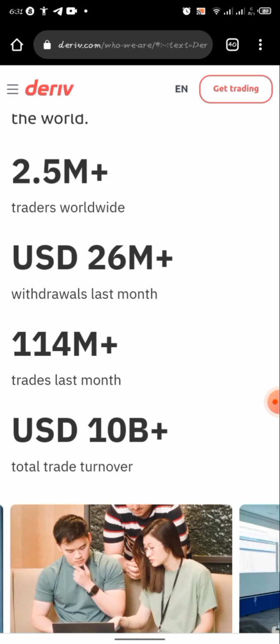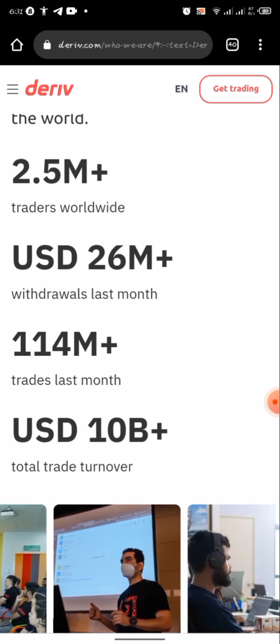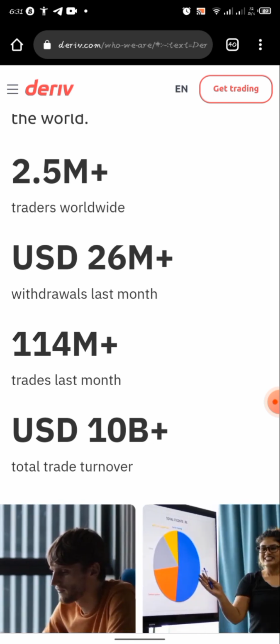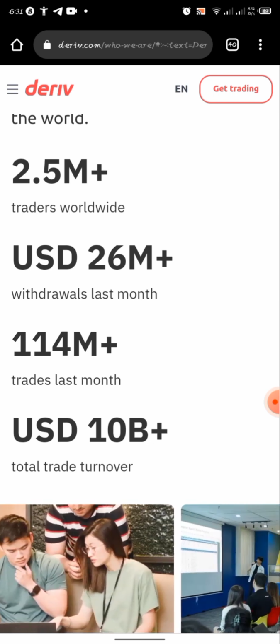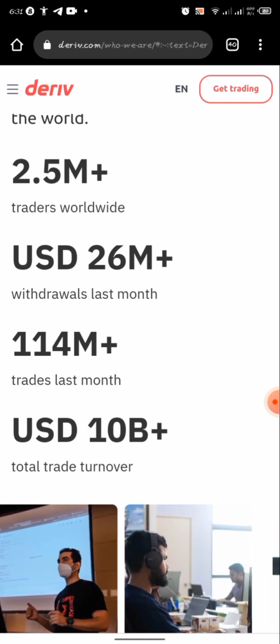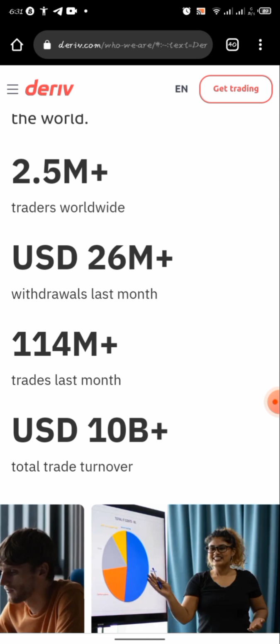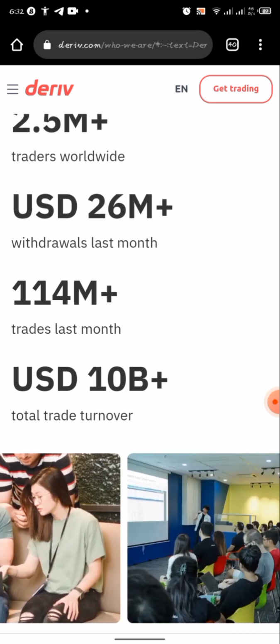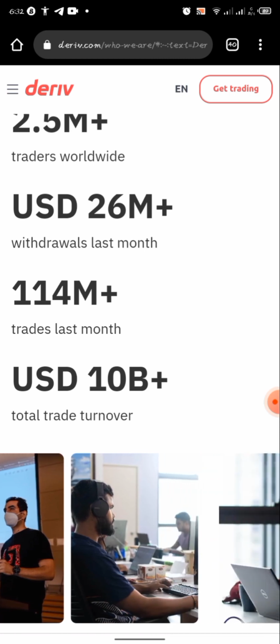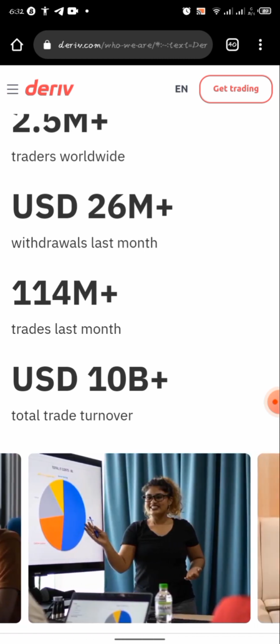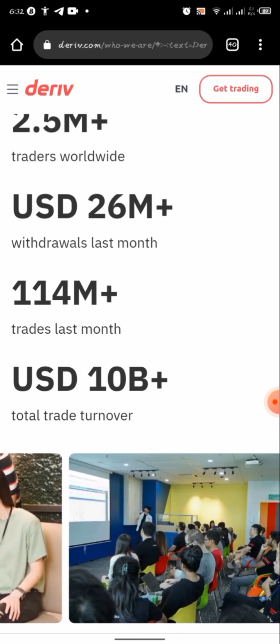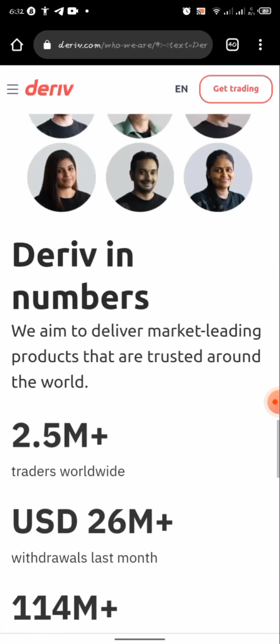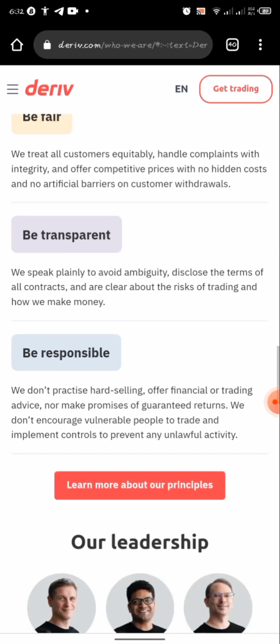And then people have opened trades. People have opened 114 million plus trades in the last month, which means that with all those 114 million trades they were able to withdraw 25 million plus last month, and the total trade turnover is $10 billion. Which means that all those 114 million trades they opened have a turnover of 10 billion plus US dollars, which means there is a lot of money to be made here with this Deriv broker. So I'll be walking you guys through step by step the strategy, everything you need to know about these Deriv brokers.